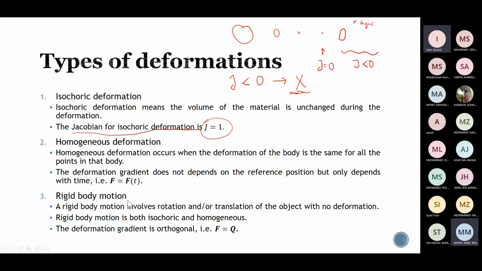And lastly, rigid body motion. A rigid body motion involves only rotation or translation, but no deformation. So rigid body motion is both isochoric and also homogeneous. So the deformation gradient for rigid body motion is orthogonal. If you go back to the lecture on matrix, orthogonal ialah bila you have a matrix Q times its transpose equals identity. So if you have this, then Q is an orthogonal matrix. Okay, so this is also important. Okay, the term is orthogonal.